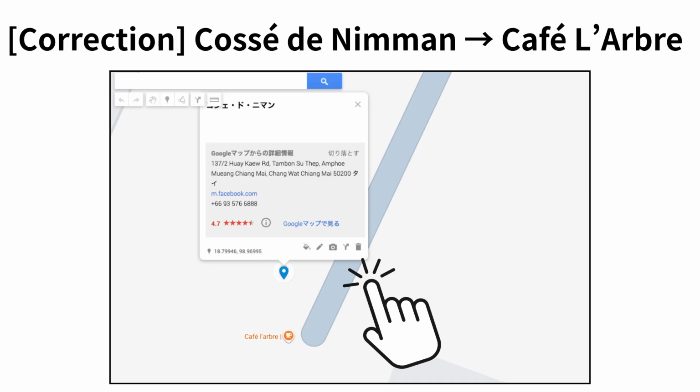This time, let's add Café Larb. Actually, Cochette de Niman is a hotel, and the cafe located inside it is Café Larb. When the pin appears on the map, click the Add to Map icon below.